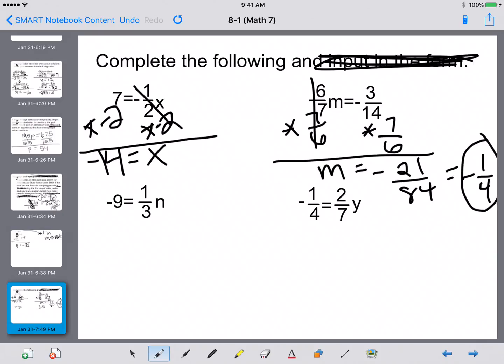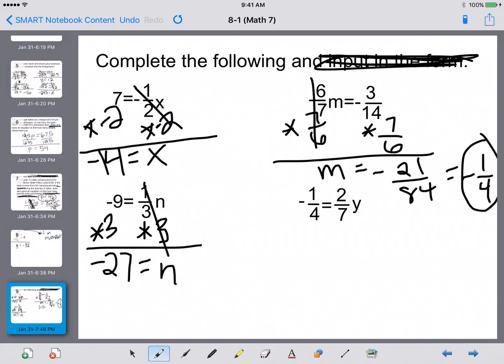You can go back and check if you would like. For the sake of time in this video here, I'm just going to continue on. Now we have negative 9 equals 1/3 n. I'm going to multiply by the reciprocal of the coefficient. Look at all these big words that we're using. So the reciprocal of 1/3 is 3. What you do to one side, you do to the other. Negative 9 times 3, negative times a positive is a negative. 9 times 3 is 27. We bring down our equal sign. 1/3 times 3 turns to 1. And so we just have n. And there's your solution there.